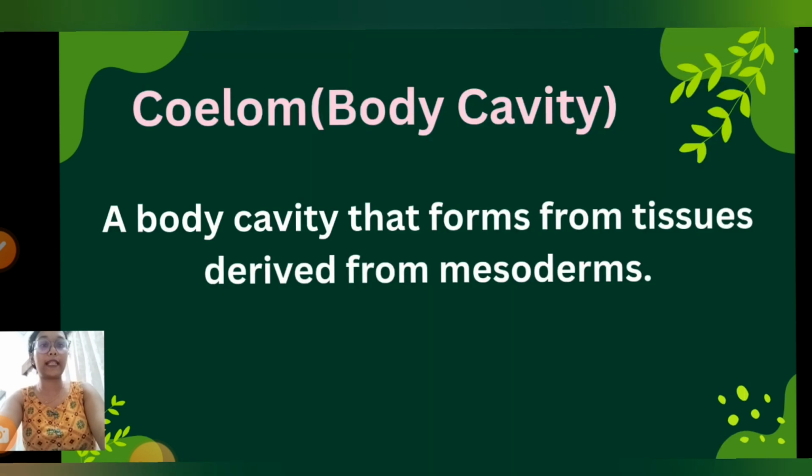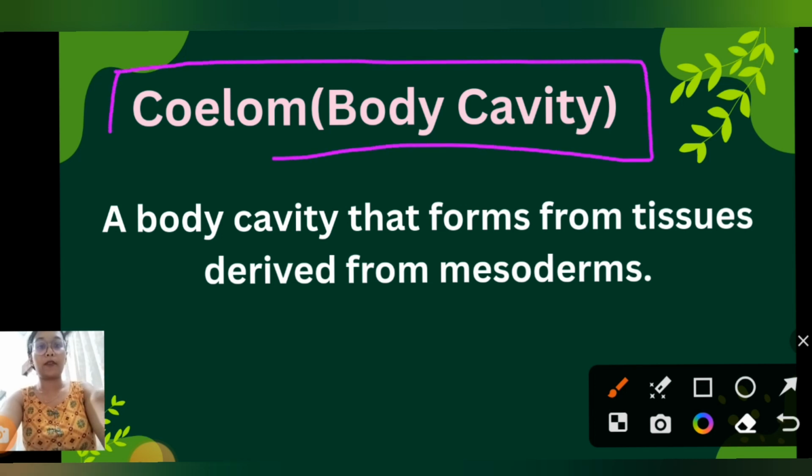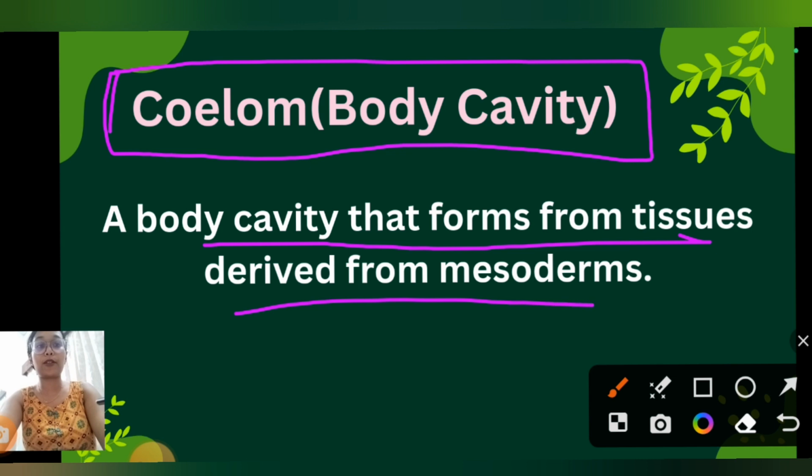Then moving on to the next slide, let's talk about coelom. Coelom means what? It is a body cavity, a body cavity that forms from the tissue derived from mesoderm. So we have studied already what mesoderm is. Mesoderm is a part of the germ layer which is between the ectoderm and the endoderm. From this mesoderm there will be a formation of a body cavity that is called your coelom.